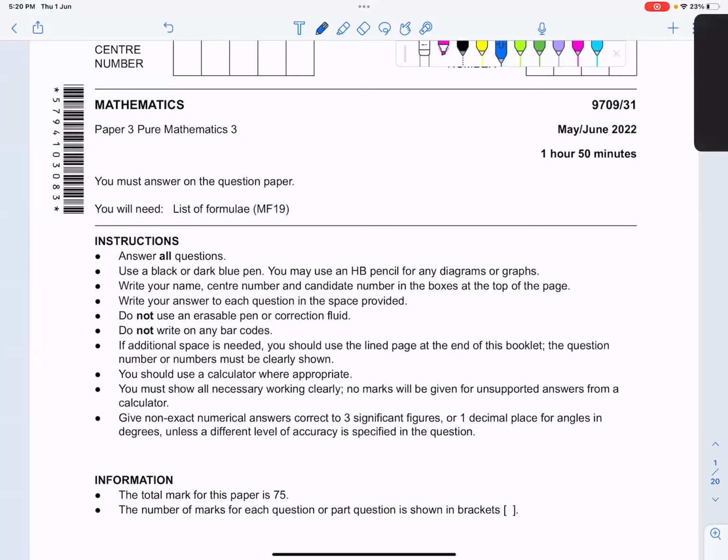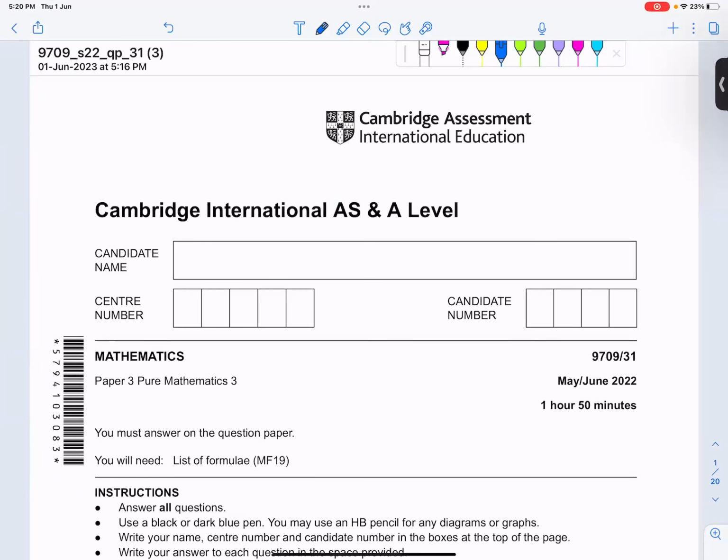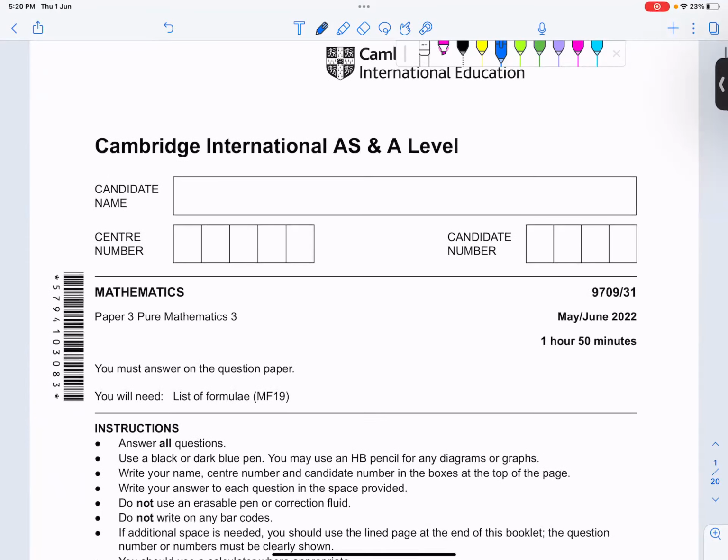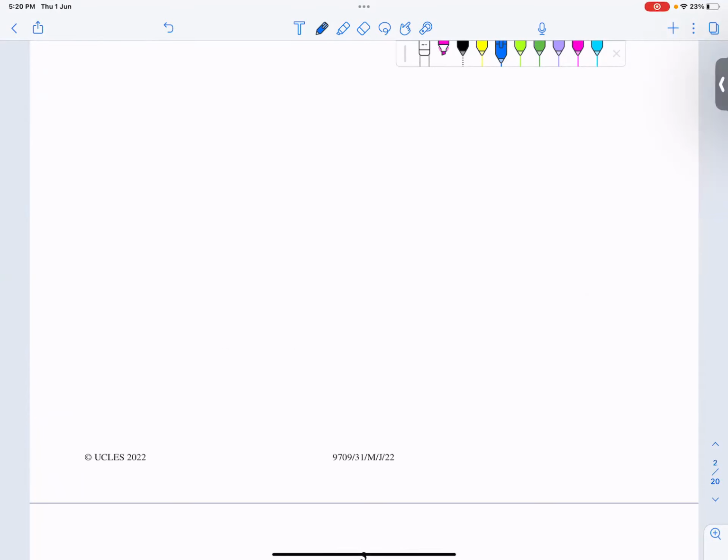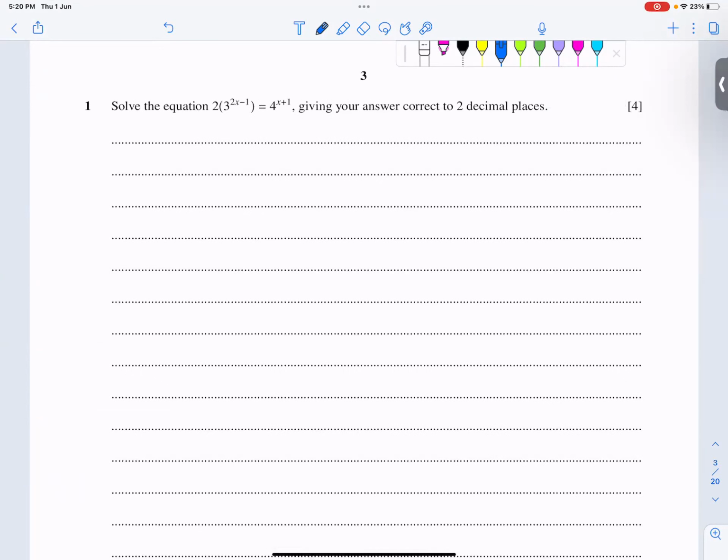We are going to solve Pure Mathematics 3, May/June 2022, the first variant 3-1. The first question is to solve the equation using logs. So just take natural log on both sides.